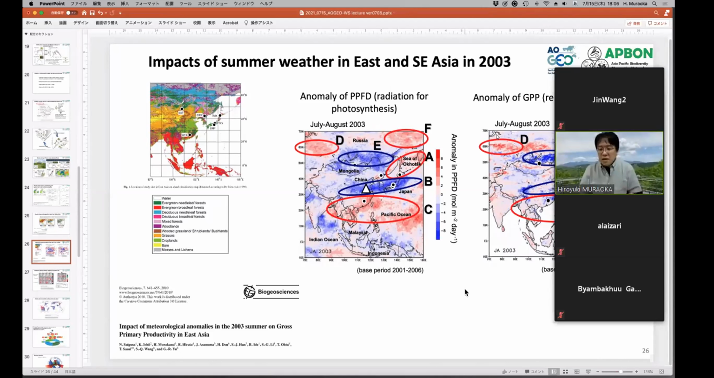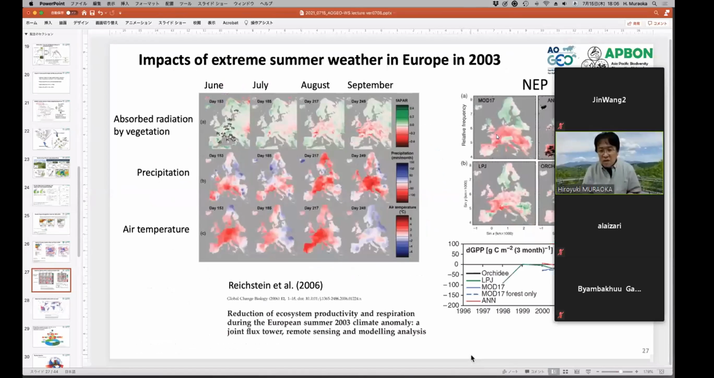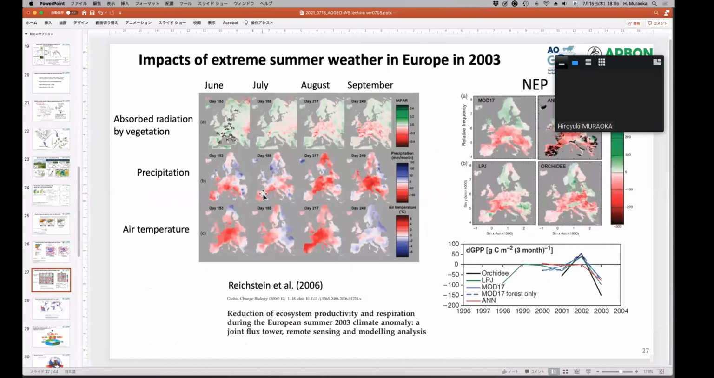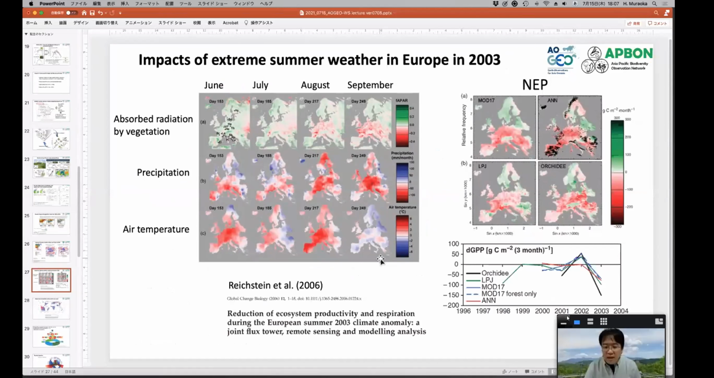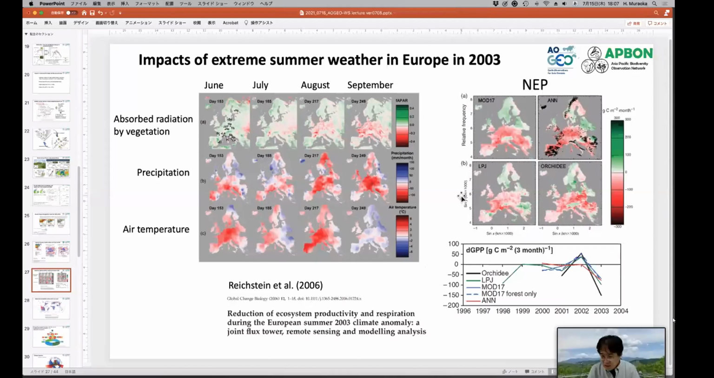And next, I will introduce what happened in Europe in the same period. In July and August in 2003, the same months, in the same year, in Europe they experienced a heat wave. Then they had higher radiation, a shortage of precipitation, which means a drought, and higher temperature. And these extreme events impacted terrestrial ecosystem productivity like this. High temperature and drought reduced the photosynthesis.